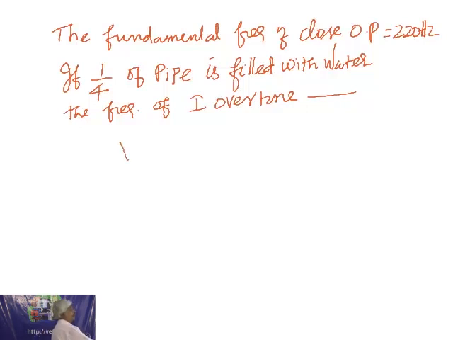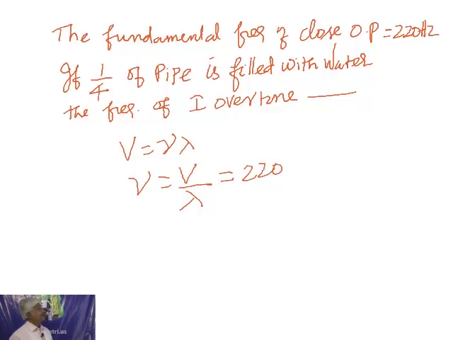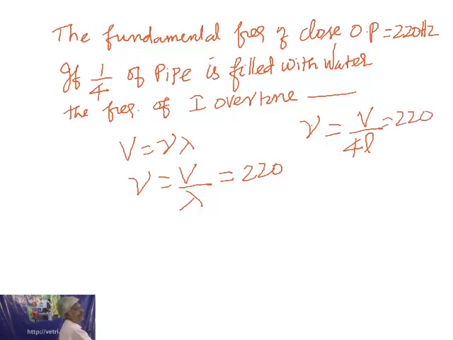Generally we know V is equal to nu lambda. That is, nu is equal to V by lambda. That is given as 220. This is given in the problem. We know the fundamental frequency of a closed organ pipe. If it is a closed organ pipe, the fundamental frequency formula is V by 4L. Don't forget it. V by 4L is 220. Therefore, V is equal to 220 into 4L. This is the first step to be noted.